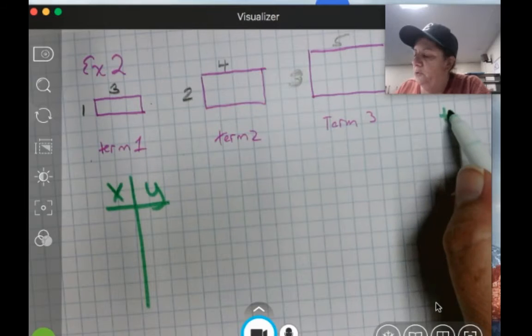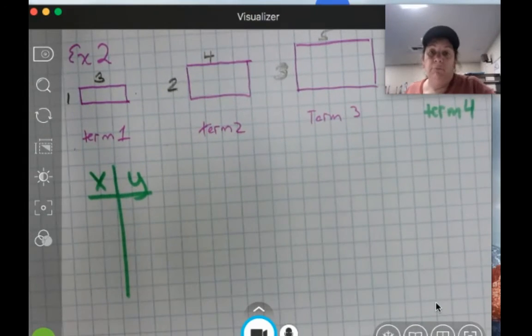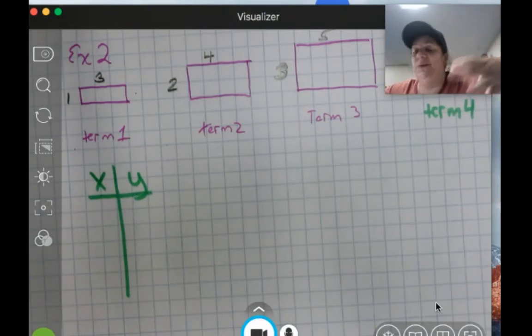And draw term 4. And when you have that done, come back and see me. So hit pause. Come on, hit pause. Don't just wait for me to do it. Hit pause.